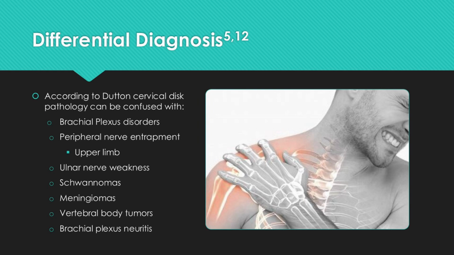So with the brachial plexus disorders, what we found within Dutton was that they can be confused, of course, with radiculopathy, which is one of the aspects under cervical disc pathology, but also with the brachial plexus disorders, it can have a burner or stinger-like sensation, which results from traction or compression that occurs to the brachial plexus or cervical nerve roots.